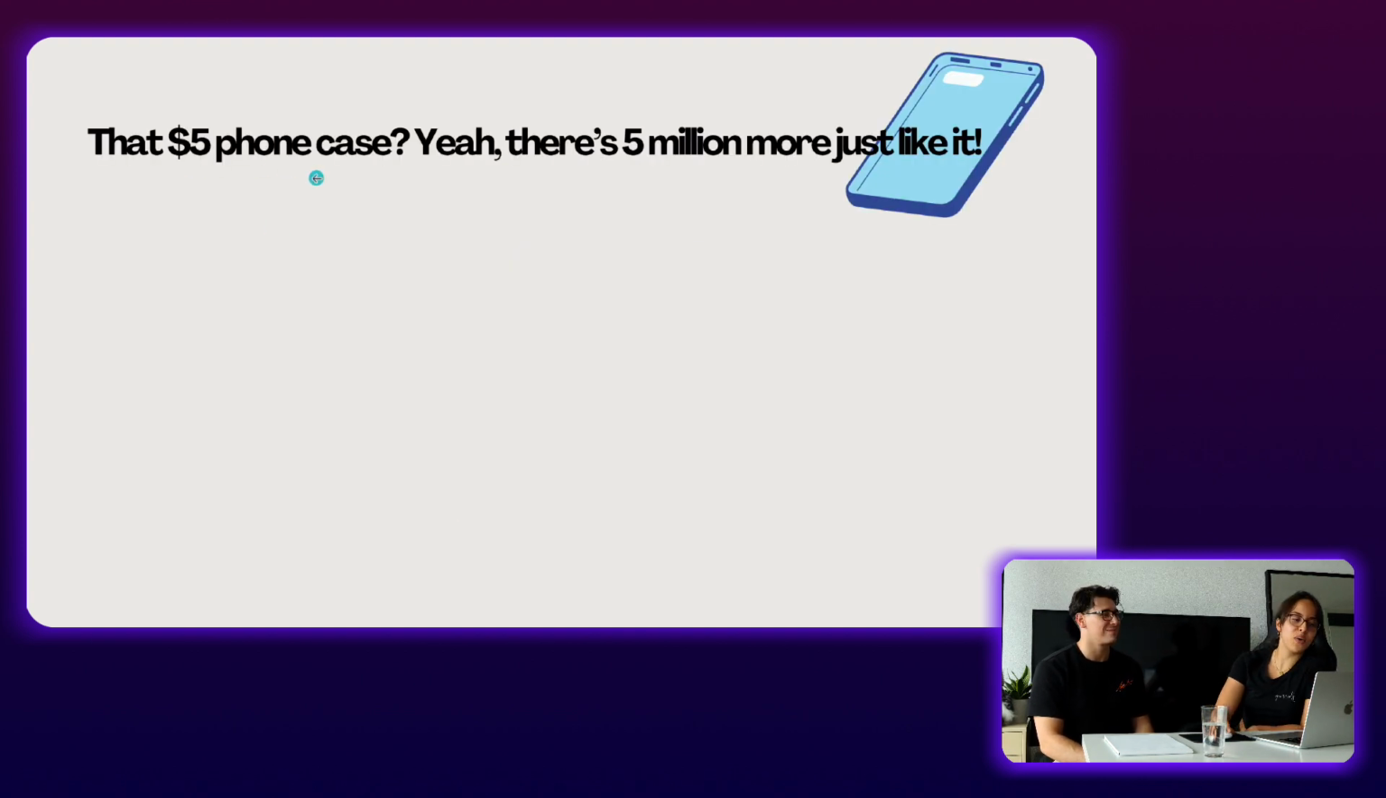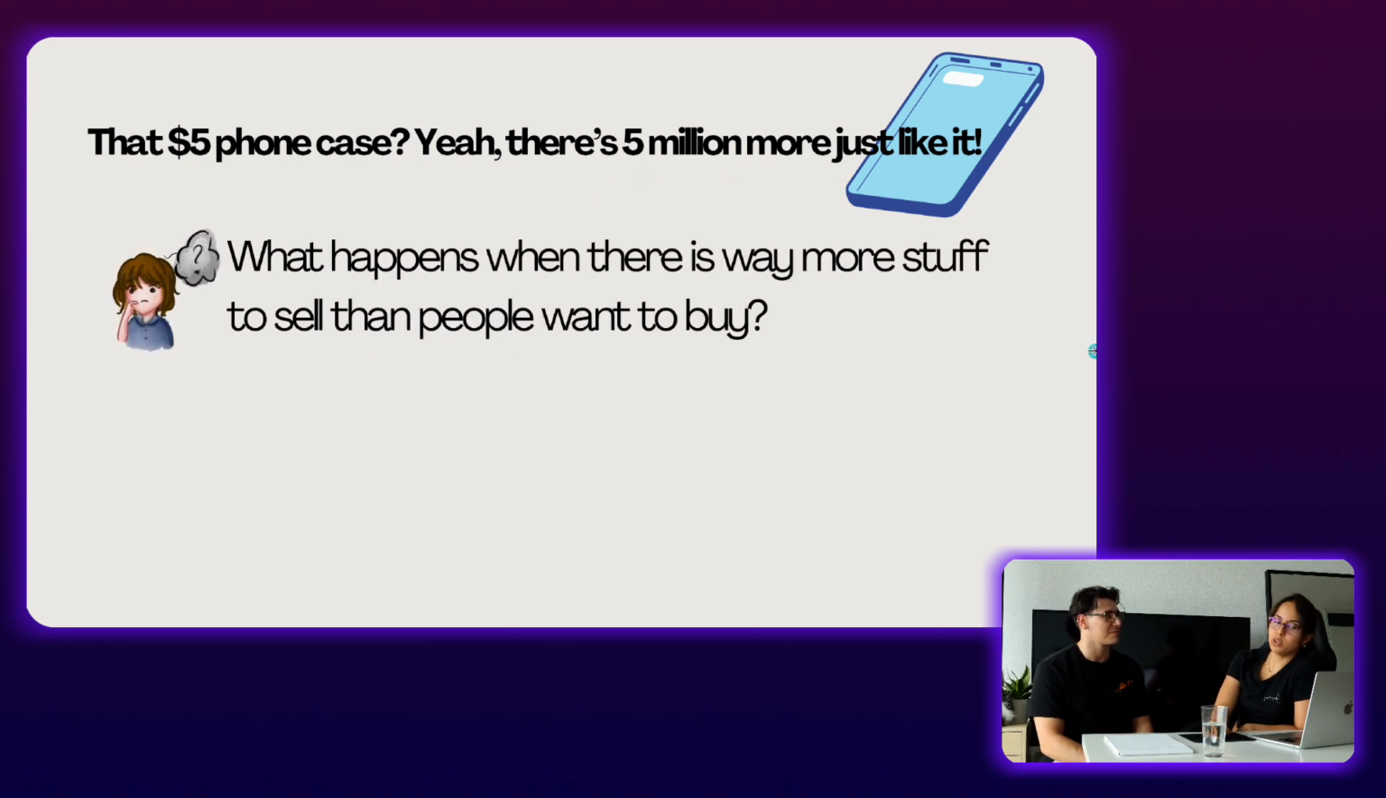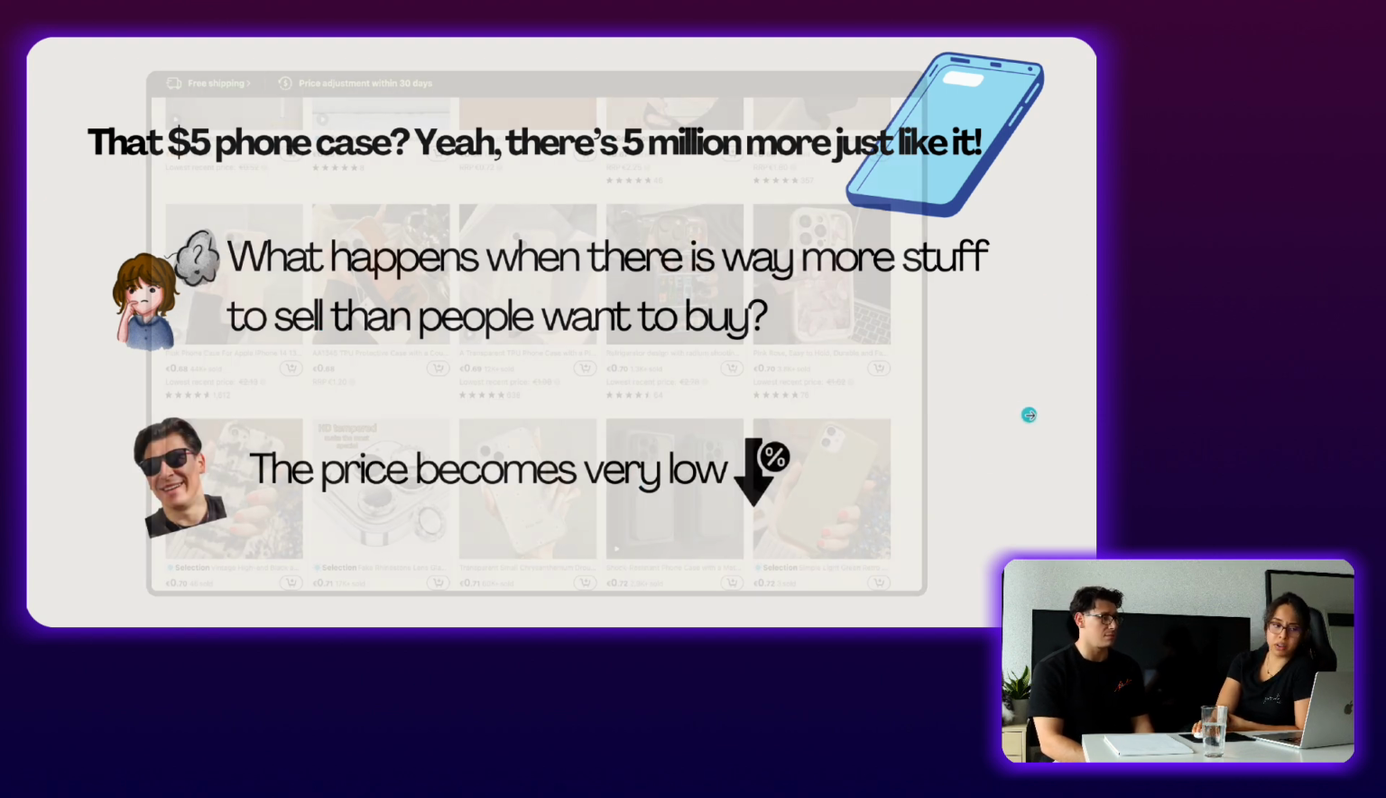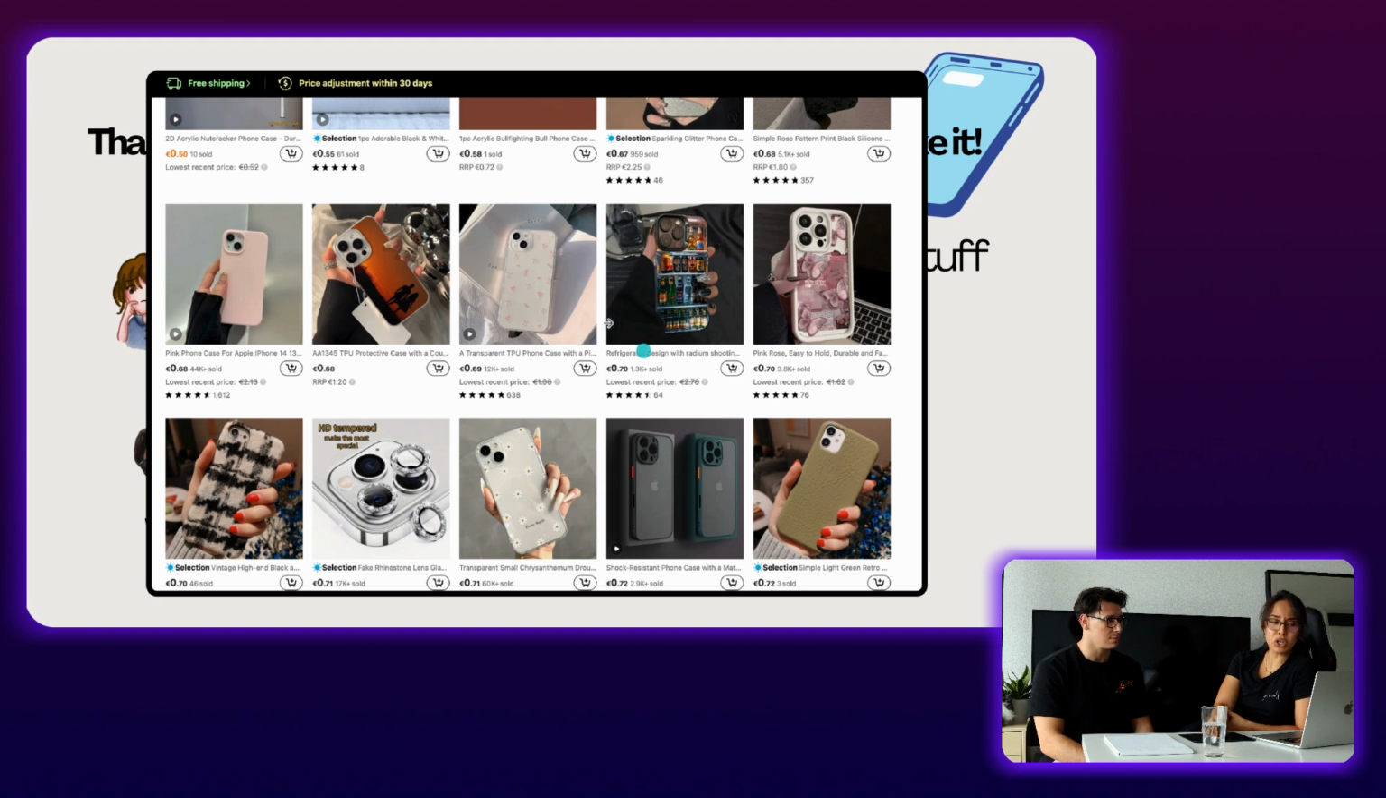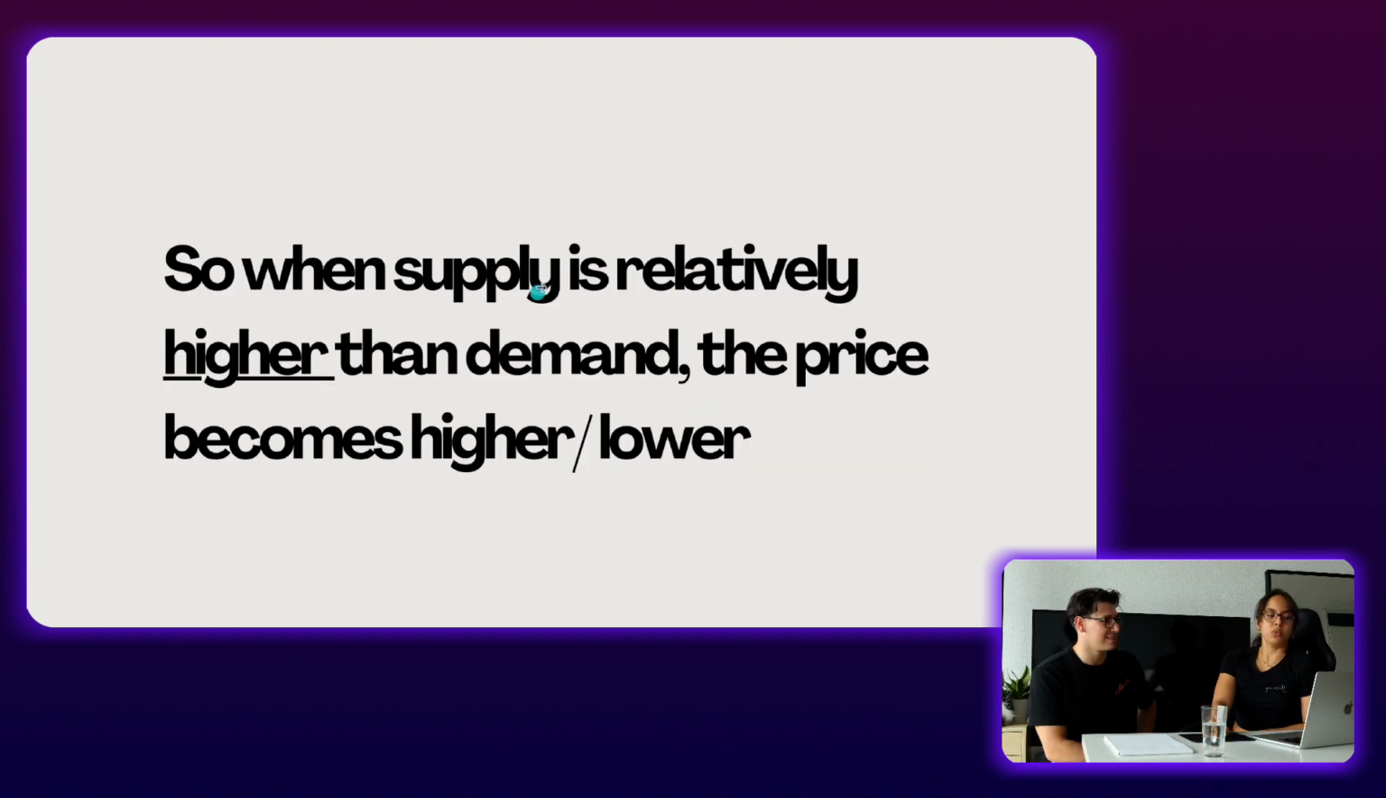Higher, yes. We're going to look at the phone case example because trust me, there are 5 million more like your phone case. So what happens when there is way more stuff to sell than people actually want to buy? It becomes cheaper. The price becomes very low. Like on Temu, for example, there is a huge supply of phone cases and look at how cheap the price is. 69 euro cents, 70 euro cents, 58 euro cents. On Temu, supply is higher than demand. So what happens to the price? The price becomes lower.